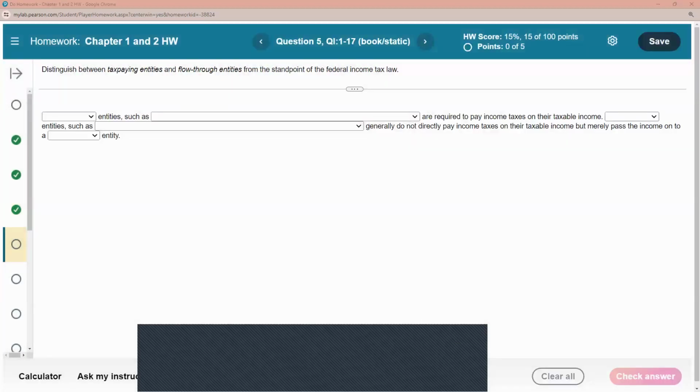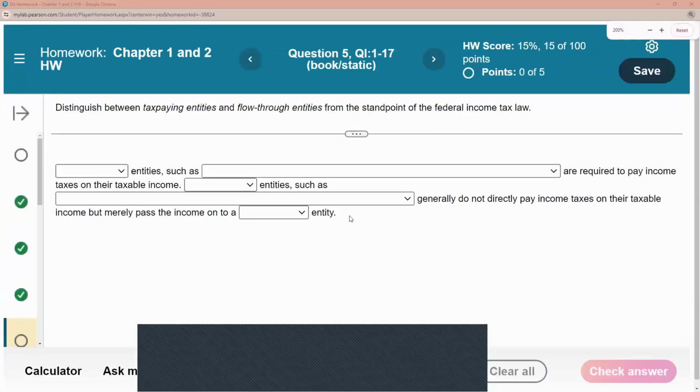So this brings us to our next question. It asks, distinguish between tax-paying entities and flow-through entities from the standpoint of the federal income tax law. So the federal income tax law levies taxes on taxpayers. But one key thing to keep in mind is that not all entities that file an income tax return actually have to pay tax, right?